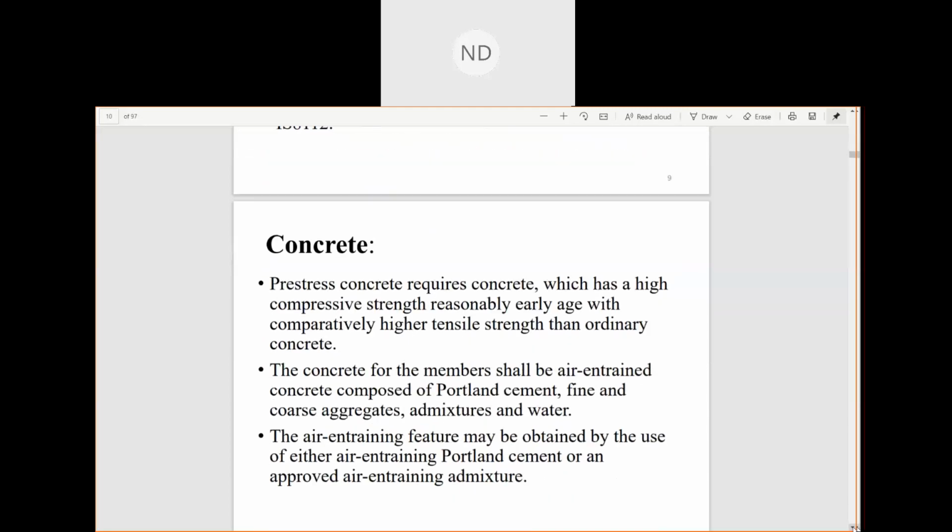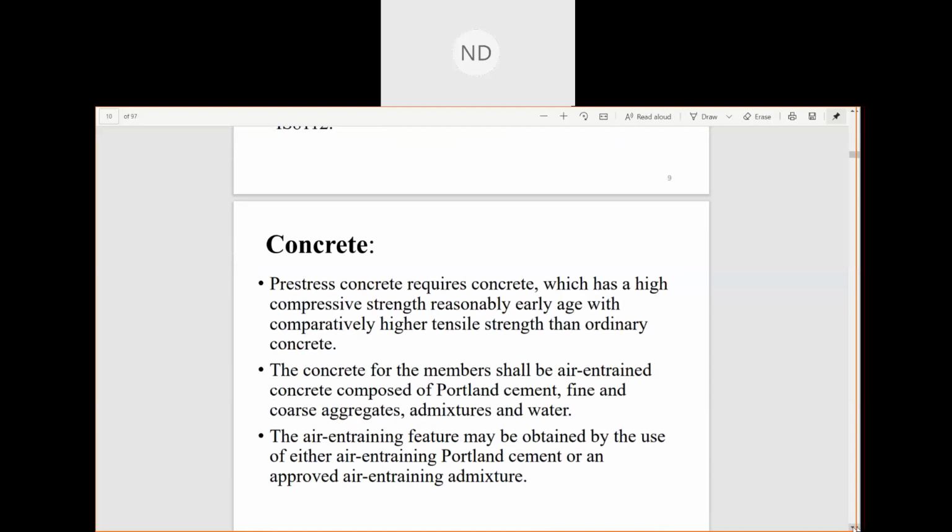Pre-stress concrete requires concrete which has higher compressive strength, reasonably earlier age, with comparatively higher tensile strength than ordinary concrete. Understood now? The concrete for the member shall be air entrained concrete composed of Portland cement, fine and coarse aggregate, admixtures and water.